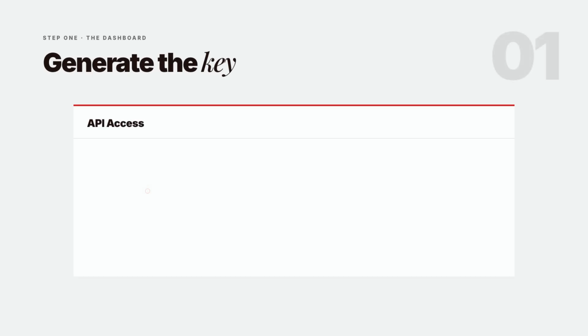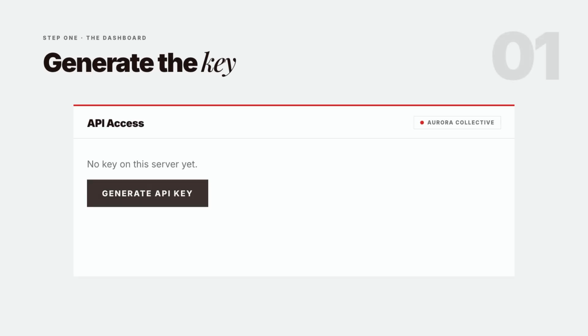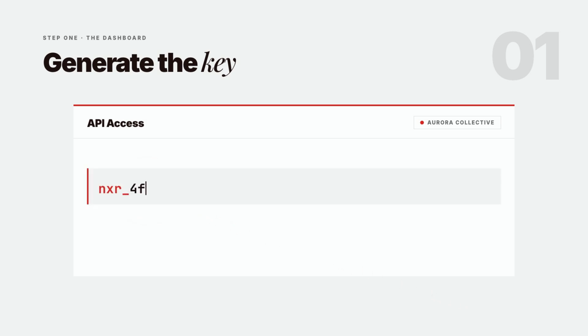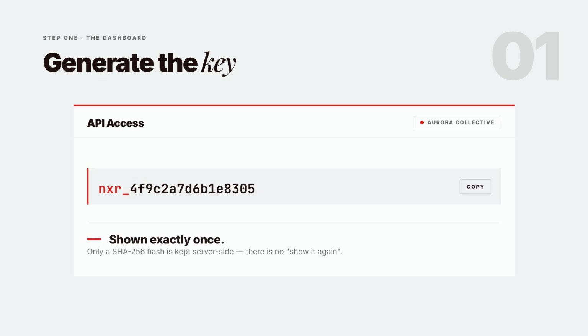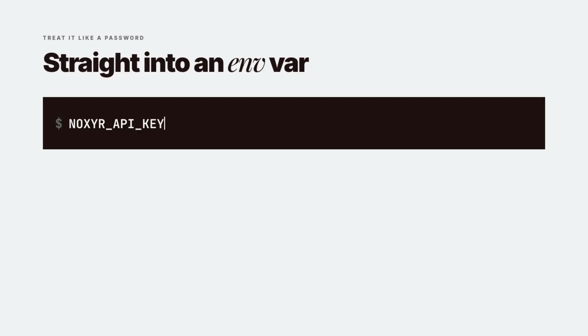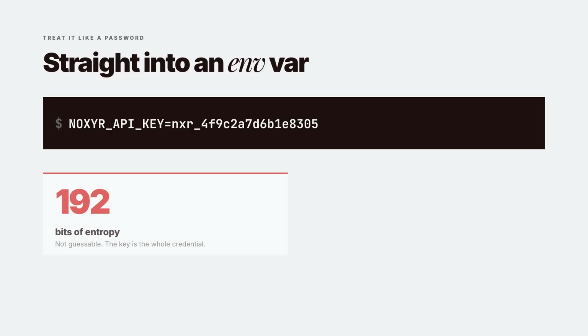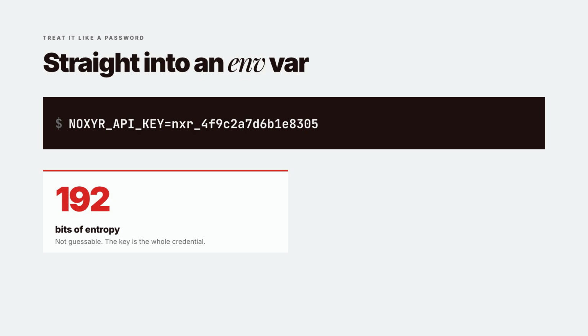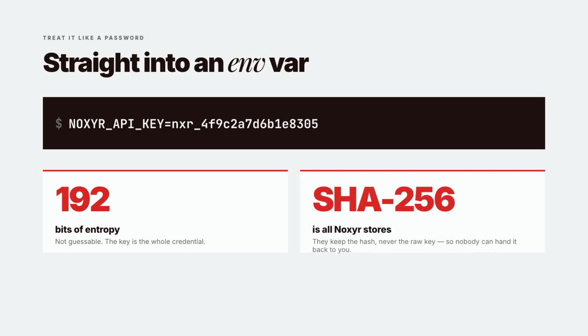Open the Noxyr dashboard, pick your server, and go to API Access. Hit Generate API Key. It starts with NXR_, and it is shown exactly once. So copy it now into an environment variable. The key carries 192 bits of entropy, and only a SHA-256 hash is stored on their side. Lose it, and you regenerate.